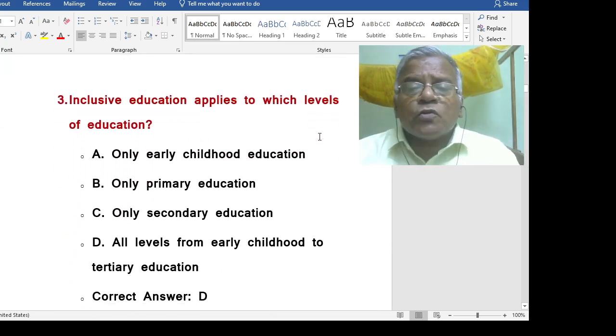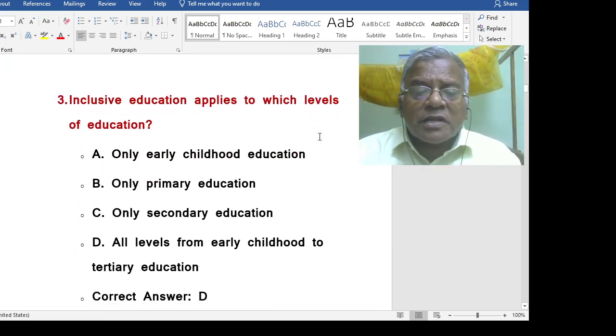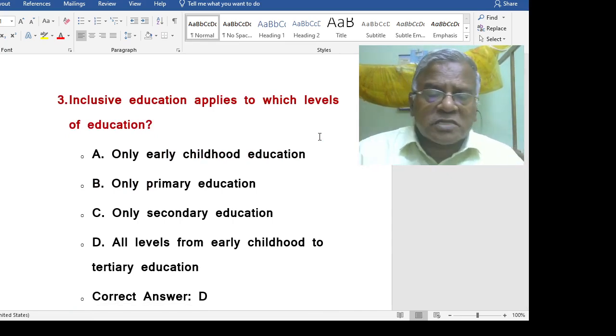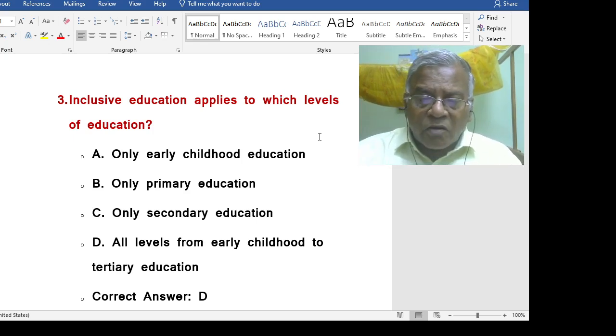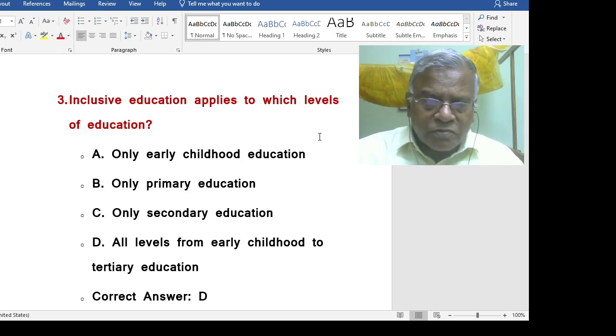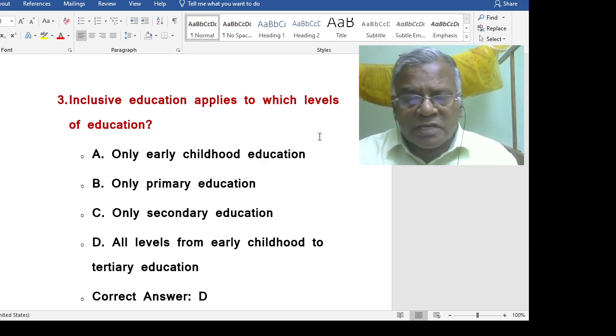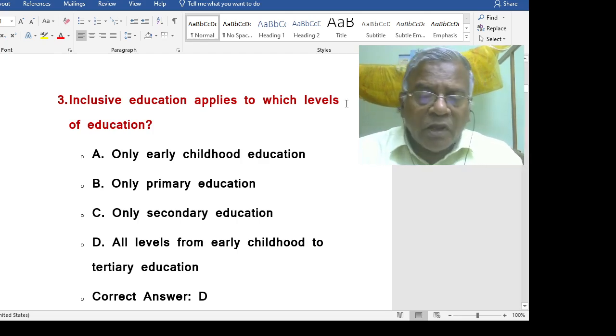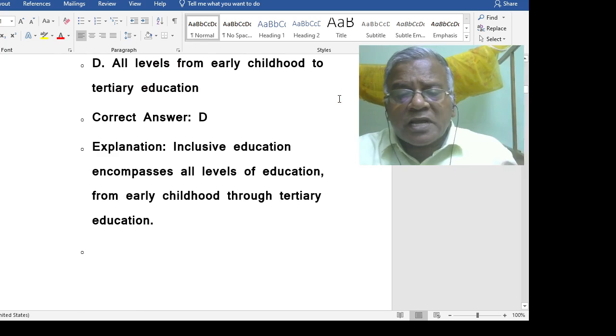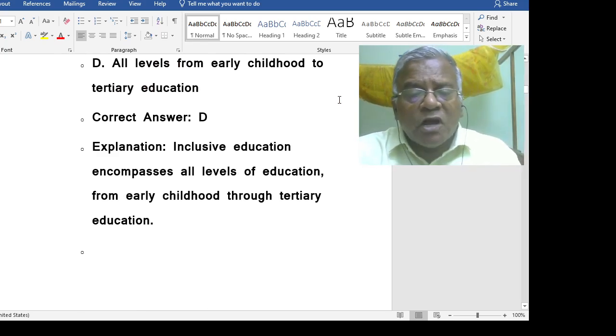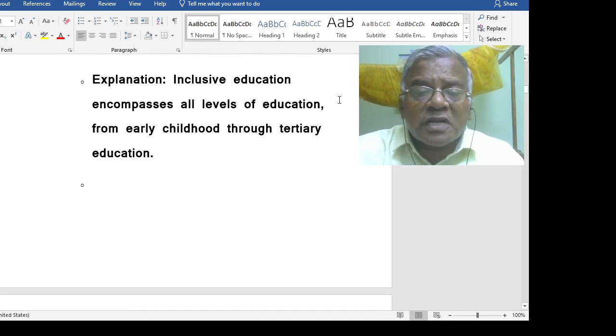Inclusive education applies to which levels of education? That is all levels from early childhood to tertiary education. No one is barred, no one is neglected. From childhood up to tertiary education, all types of students were taken into the educational institution, and quality education should be given. That was the cry of inclusive education. So, inclusive education encompasses all levels of education from early childhood through tertiary education.